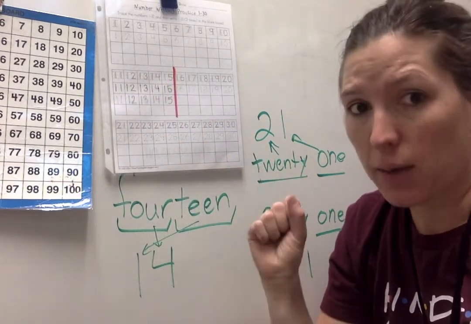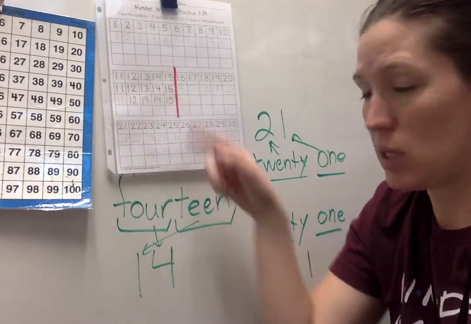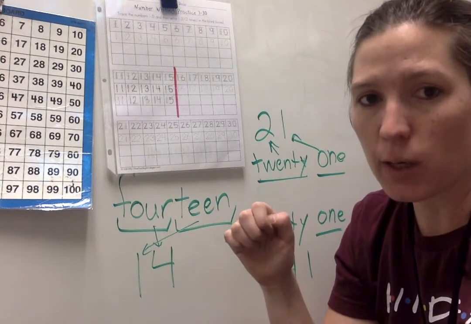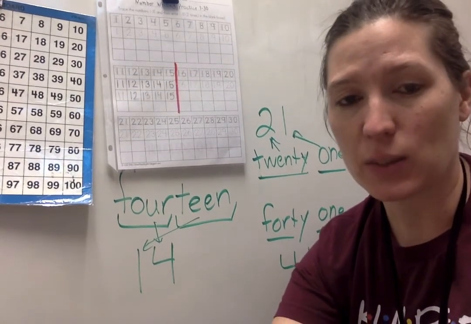If you did not come by and pick this up, then you need to write it 3 different times on a dry erase board and take a picture and submit it. And that's what we're doing today, is our teen numbers.